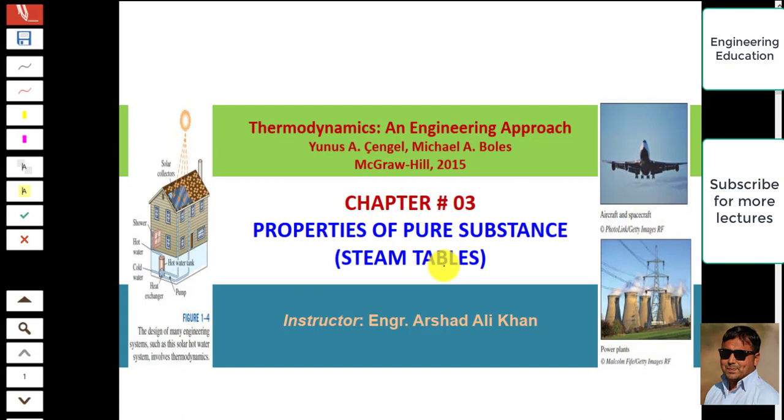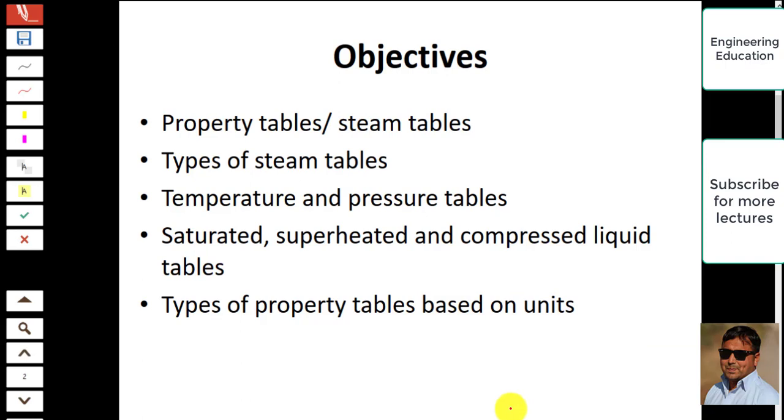So in today's lecture we are going to discuss the property tables, steam tables, types of steam tables, temperature and pressure tables. There are various types of steam tables used: saturated, superheated and compressed liquid tables, based on the state of the water or liquid. Liquid is a general word and water is a very specific word. We will specifically talk about the steam or water tables because they have many applications in the thermodynamic field.